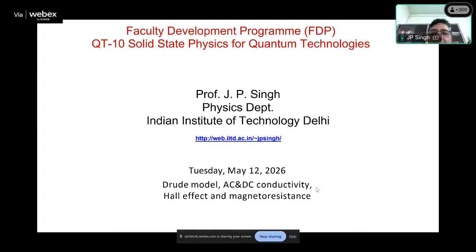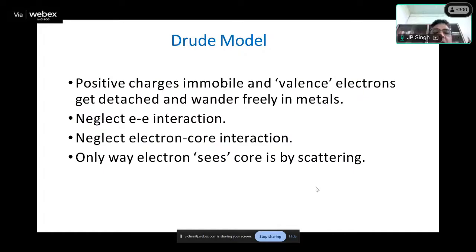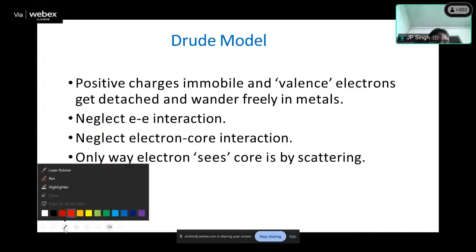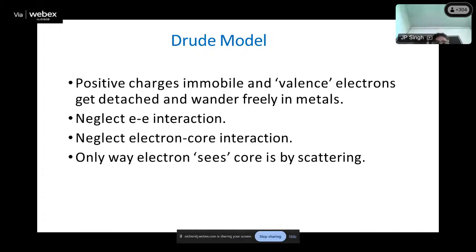So let us start with the basic Drude model. Let me turn on the pointer here, or the laser pen. Let me just check the pen or pointer, whatever is there. Yeah, so let us start with the Drude model.